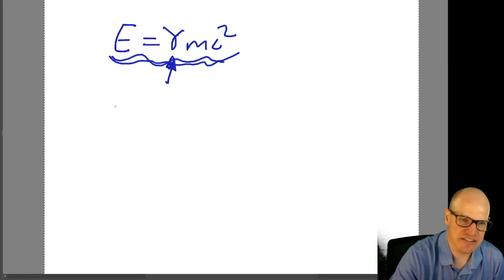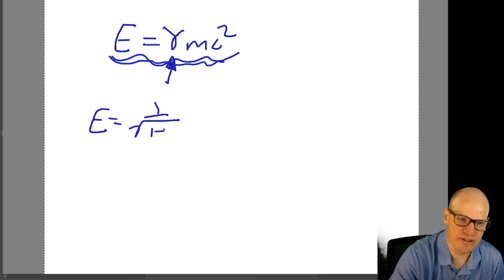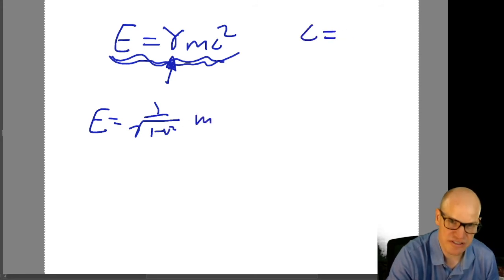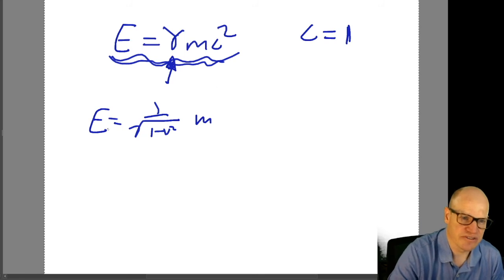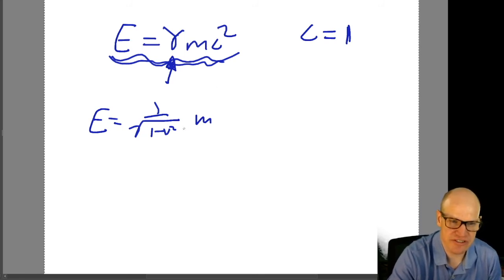So let's expand this out. I get energy is equal to 1 over the square root of 1 minus v squared, and then I'm going to call m. Again, I'm going to set c equal to 1. So this is gamma m. So that's the energy of the system.